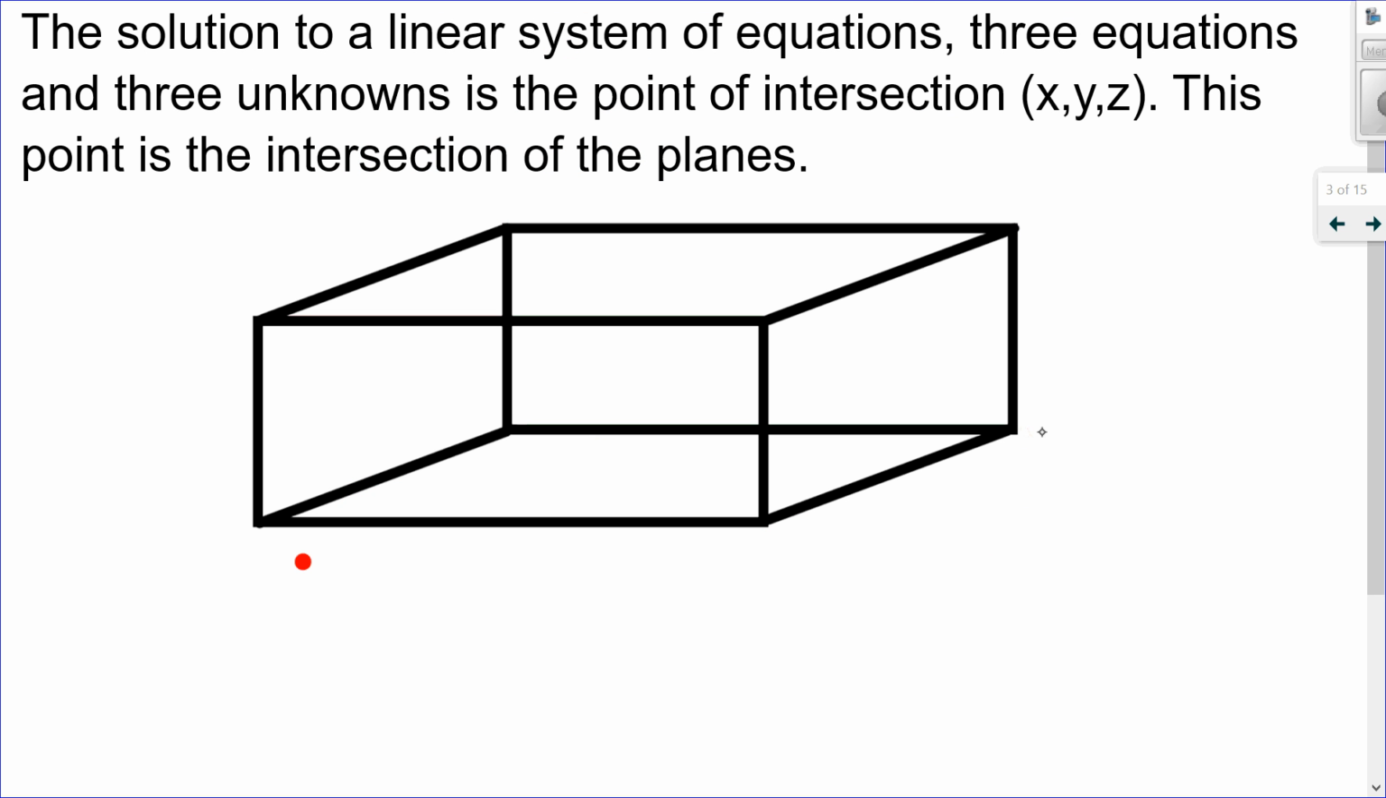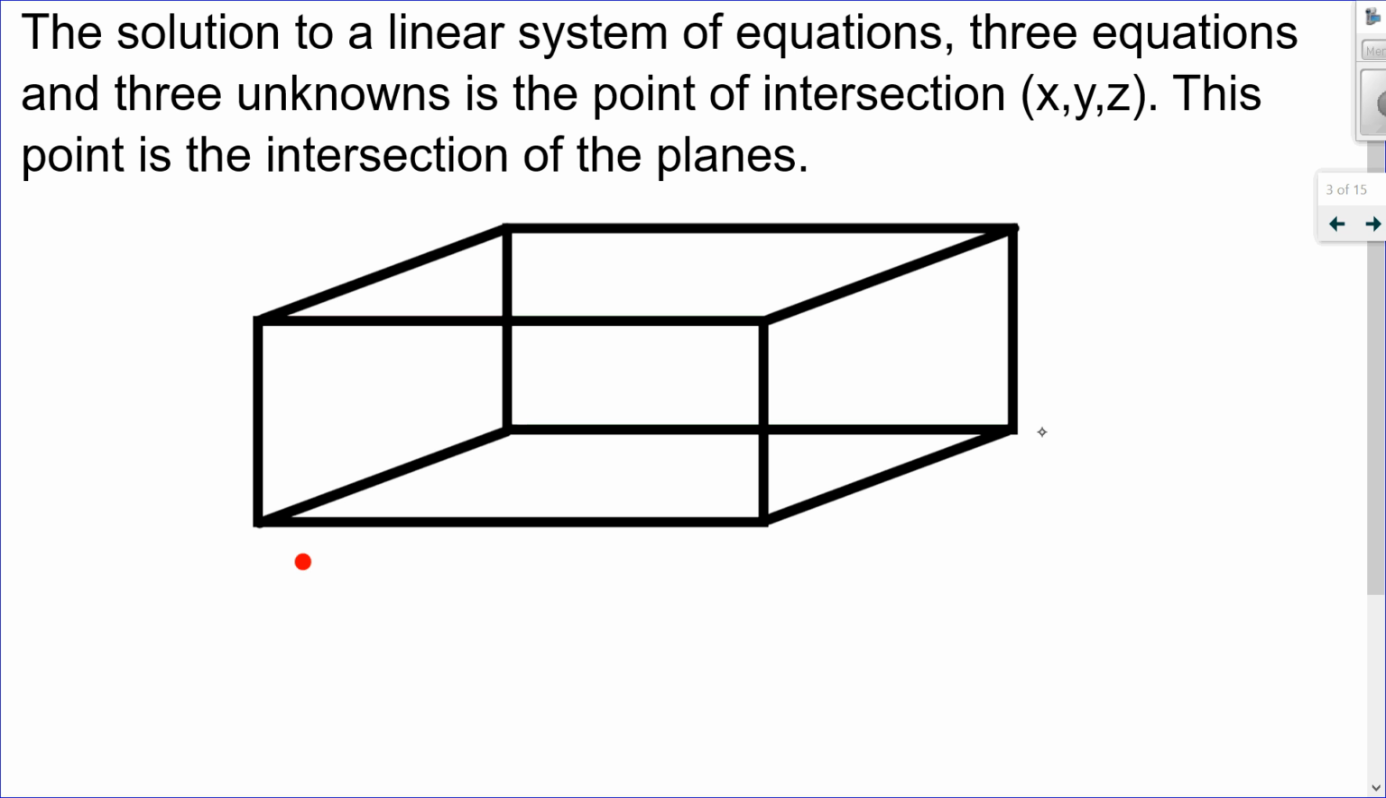So now we're going to solve a system of equations with three equations, three unknowns. Adding on that third equation changes it from a two-dimensional system to a three-dimensional system. So we're not talking about lines intersecting, we're talking about planes intersecting. So this would be the XYZ plane, and the best way for me to illustrate this to you is by using a rectangular prism.